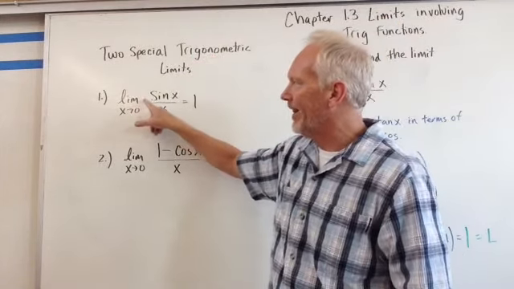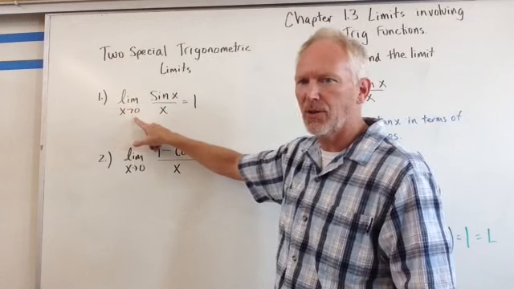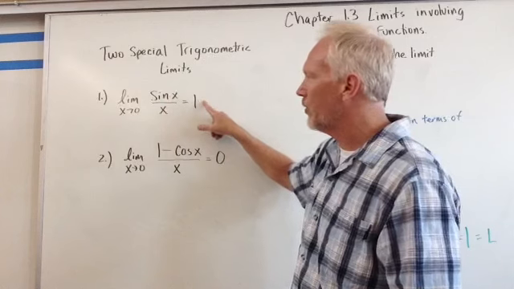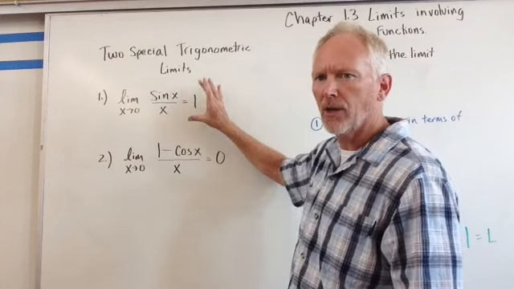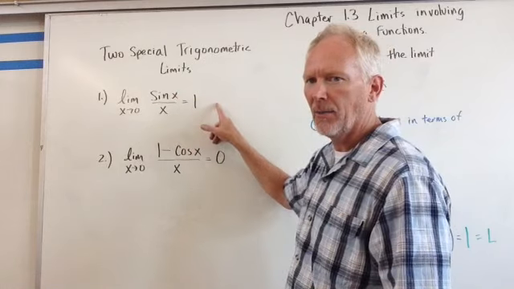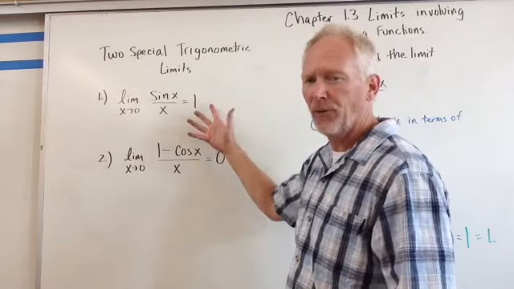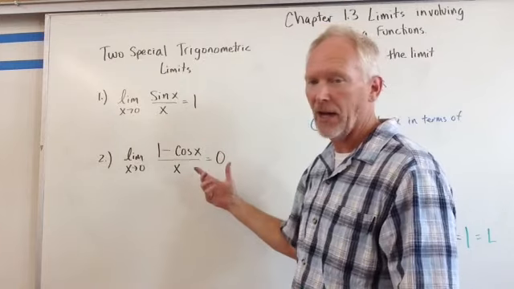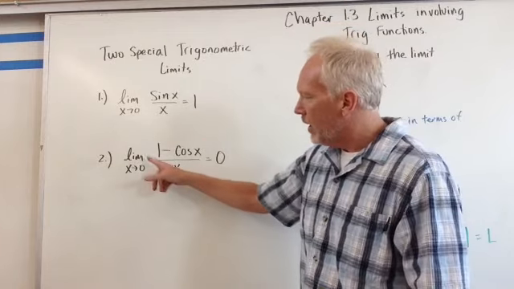Number one, the limit as x goes to 0 of sine x over x is equal to 1. All right, so if we can create a situation where we have a sine x over x, then that limit is 1. There's a proof that we can go over. I'm not going to spend the time on that, but that's one of the identities that we can work with.